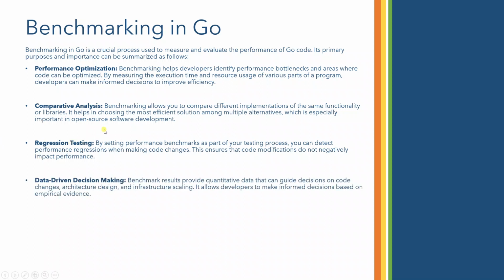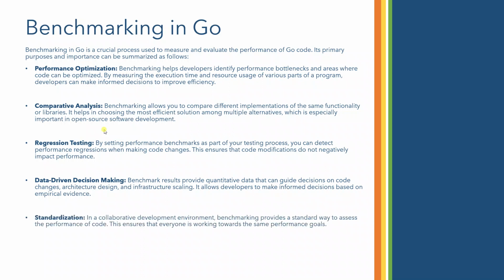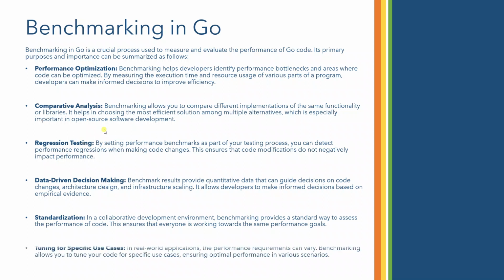And data-driven decisions also. The results of the benchmarking will help us take decisions on architecture design and infrastructure scaling, and it also allows decisions based on evidence. And standardization: in a collaborative development environment, benchmarking provides a standard way to assess the performance of the code. It also ensures that everyone is working toward the same performance goals.